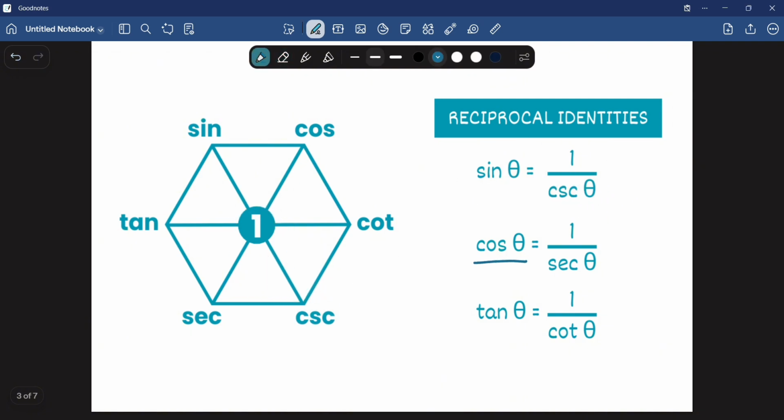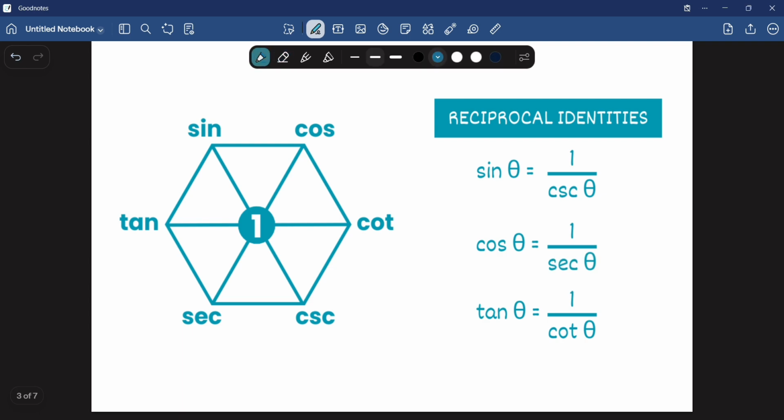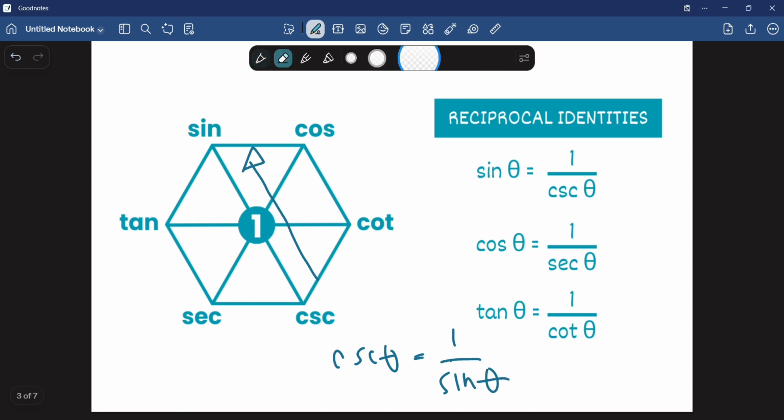Another example is the identity cosine theta is equal to 1 over secant theta. Using the Magic Hexagon, draw a line from cosine theta. Therefore, cosine theta is equal to 1 over secant theta. Another example is the identity tangent theta is equal to 1 over cotangent theta. You can also draw a line in reverse. For example, draw a line from cosecant. Therefore, cosecant theta is equal to 1 over sine theta. And that's it for reciprocal identities.